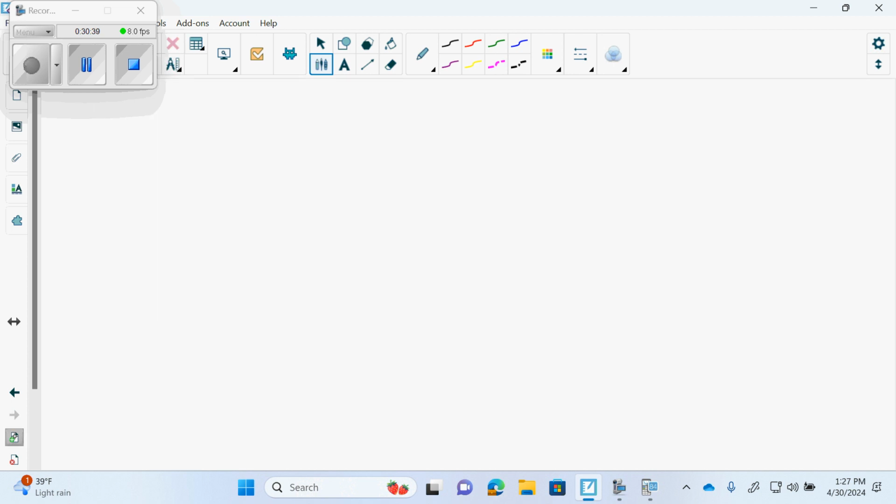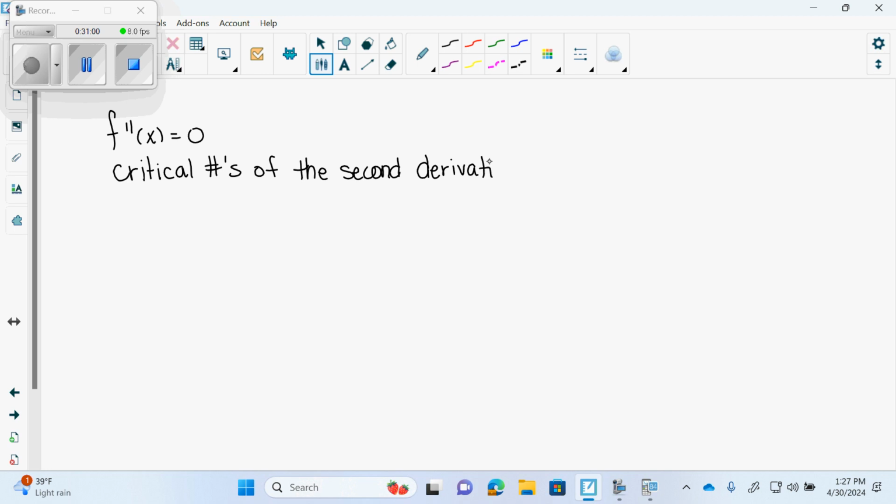So f double prime of x equals 0 when we have what? They're the critical numbers of the second derivative, and they give us the what? Points of inflection. Or they could end up giving us an asymptote, right? But you'll know that because your domain you're going to look at first always.